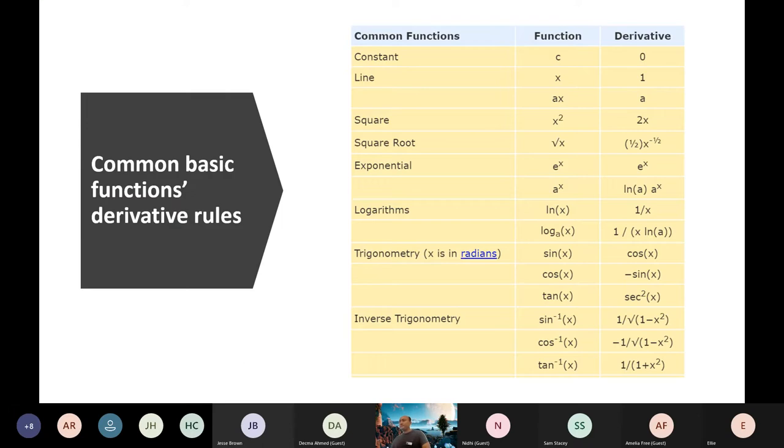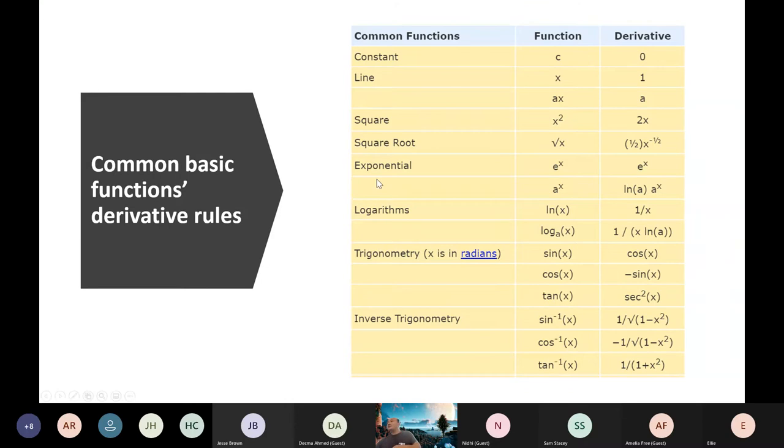Now, open up a textbook. We are given these rules of most commonly used basic functions. So if the function is y equal to x, the derivative is just 1. You can derive this manually, like we did for the Ferrari car, but we are given this result already. So if the function is a times x, where a is a constant, the derivative will be just a.